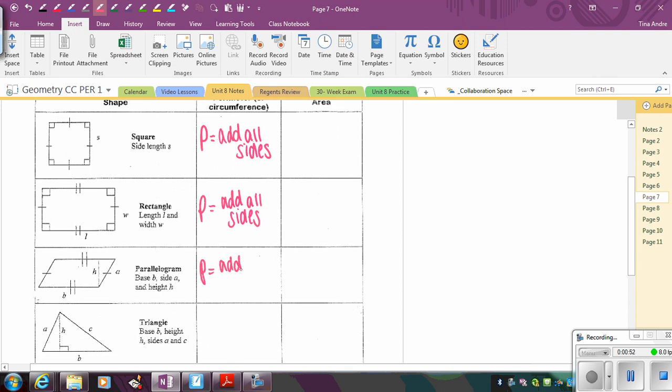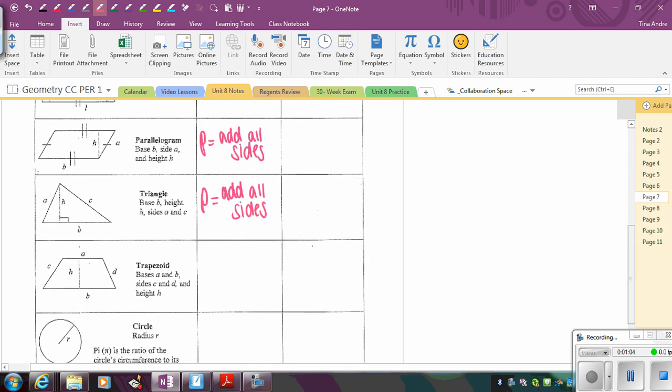You're going to add all sides. Triangle, same thing. So once you know all side lengths, you add them up. Trapezoid, again, same thing. So no matter what, we're going to be adding up all of those sides.